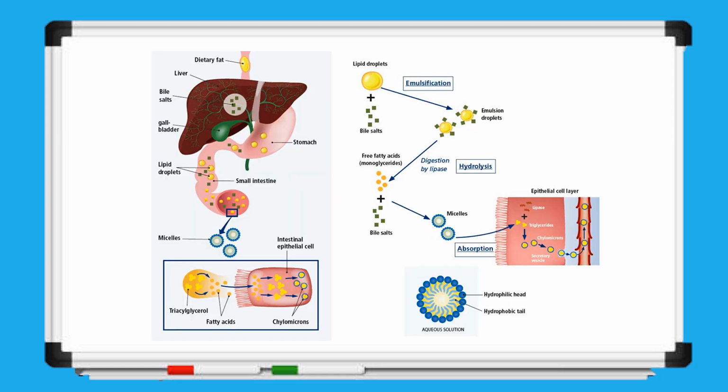Imagine starting with one big fat globule. On its own, it doesn't give much surface area for enzymes to work on. Then bile salts come in. Each bile salt has two sides. The hydrophobic side sticks to the fat, while the hydrophilic side faces the watery surroundings of the intestine.